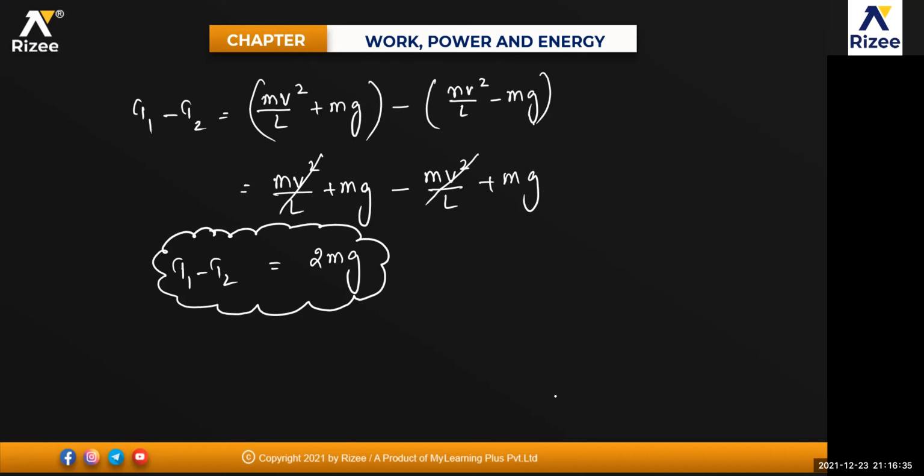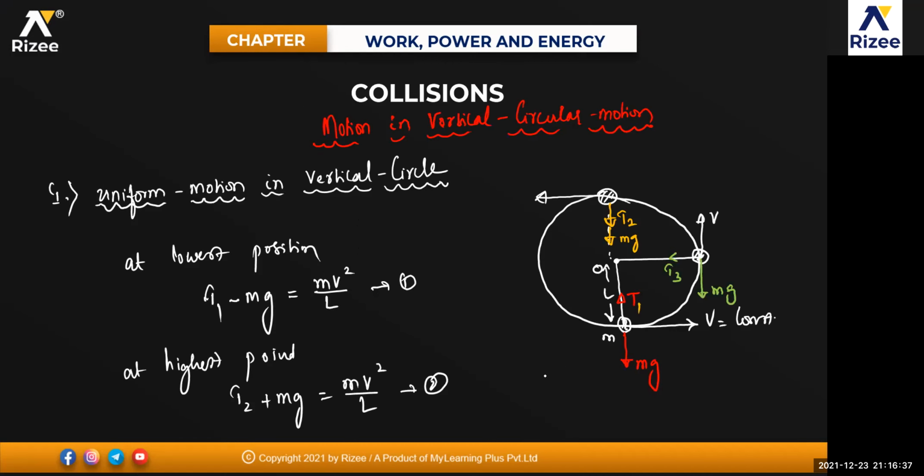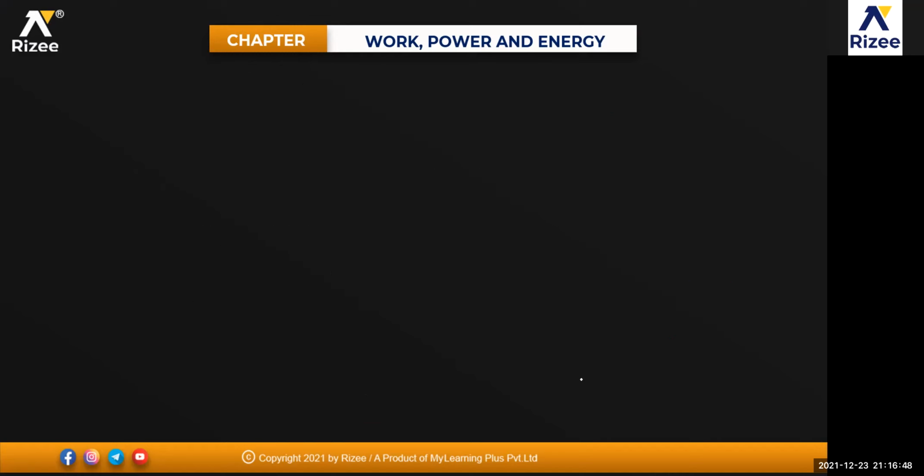So when I'm talking about uniform circular motion, I hope you got an idea how to write the values of T1 as well as of T2. Clear for everyone? Any doubt in this one to anyone? Sure. Next one.